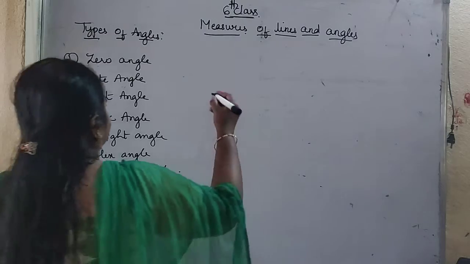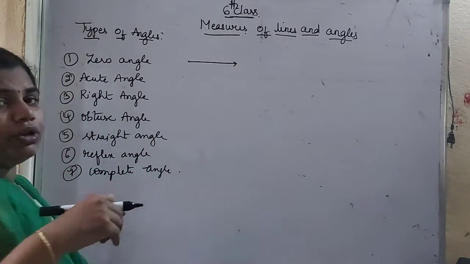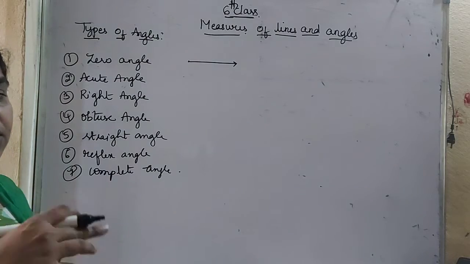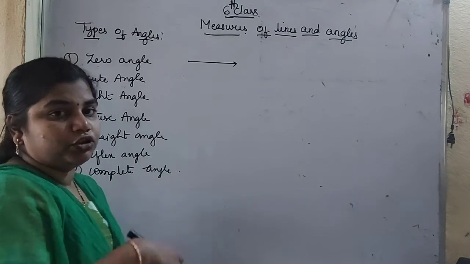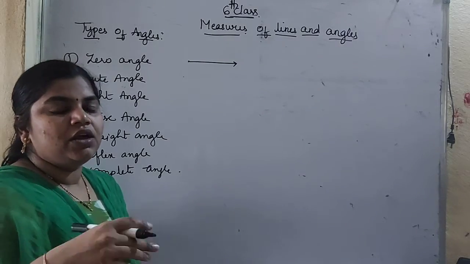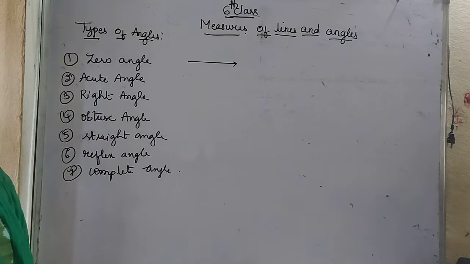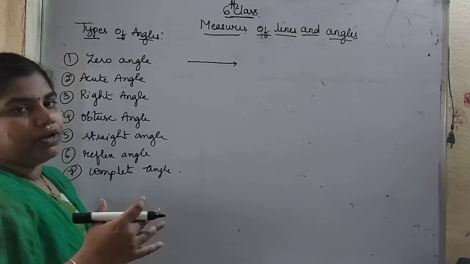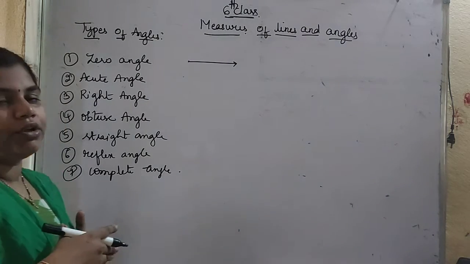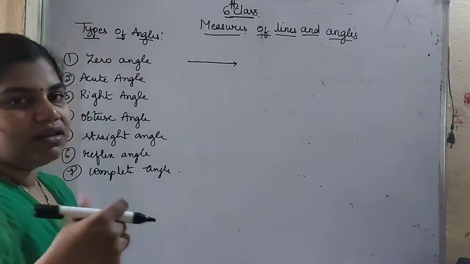So zero angle is nothing but, so we know about angle. What do you mean by angle? Union of two rays, we will call it an angle. Already I have explained this in the earlier chapter, basic geometrical ideas. So what do you mean by angle? Union of two rays. The point where the two rays meet, we will call it the vertex. So union of two rays forms an angle.